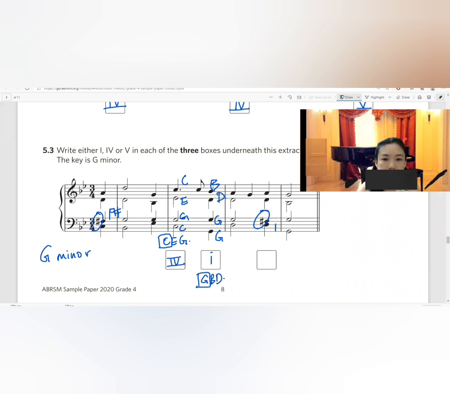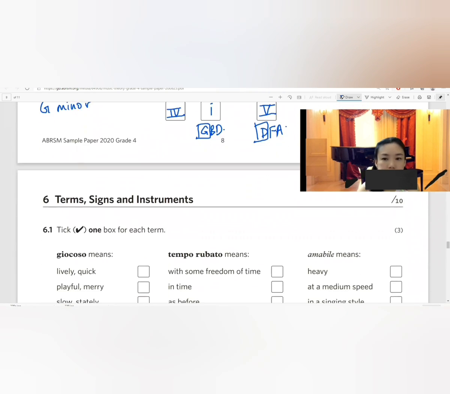Next one, this is a D, F, A. So this chord is a D, F, A. It starts with D. In G minor, G to D is G, A, B, C, D, the 5th level. So you write down chord 5. Okay, so that's how you find out the answer.